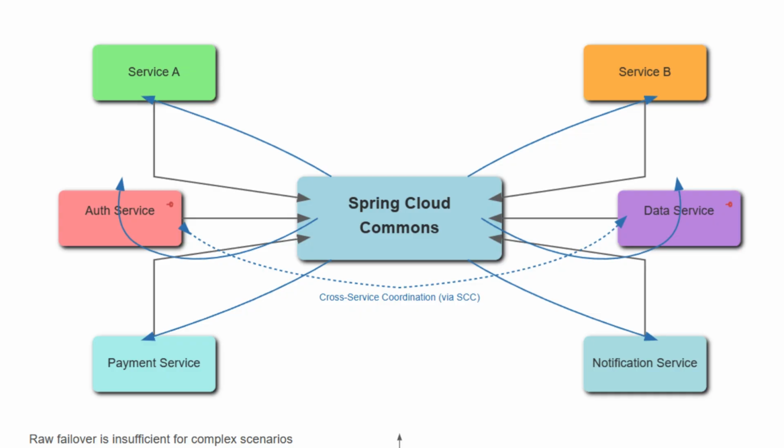Raw failover is often insufficient for complex stateful scenarios. It's like having a spare tire but no jack or wrench. You need to know when and how to switch and ensure data consistency during the transition. That's where coordination abstractions come into play. This is precisely why Spring Cloud Commons is so powerful.